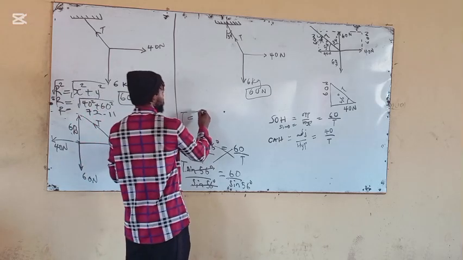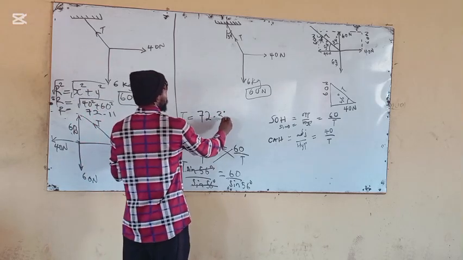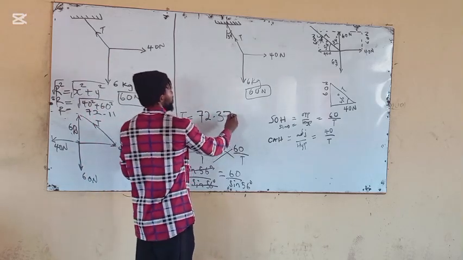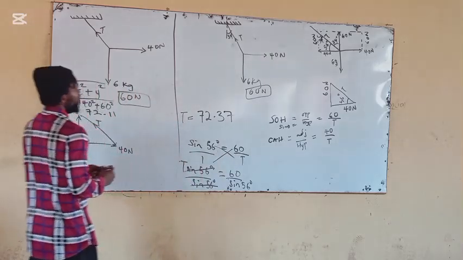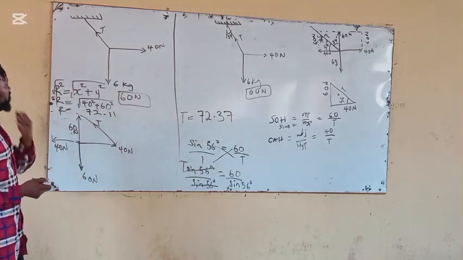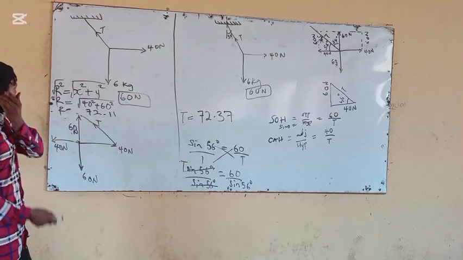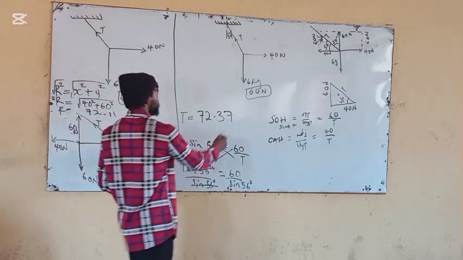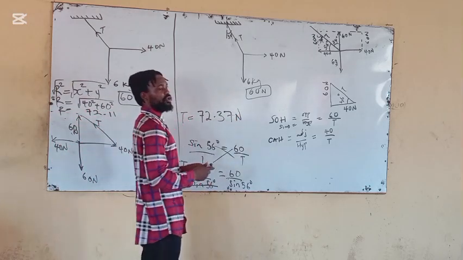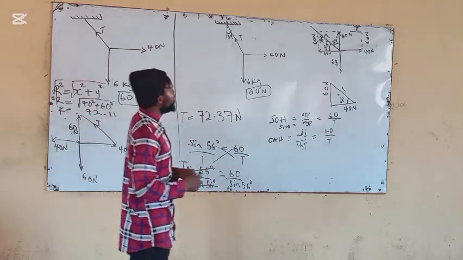72.3, and 72.37. Okay, which is approximately 72. It's close. And you know that this is going to be in metres because that's the unit given to us.